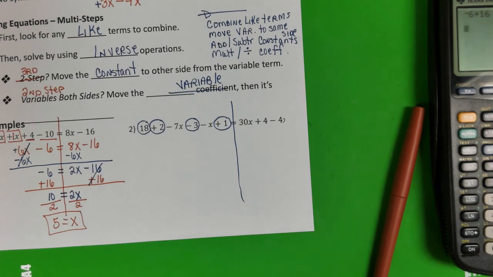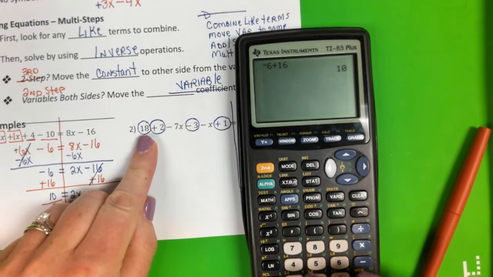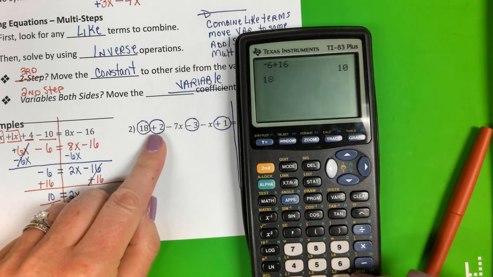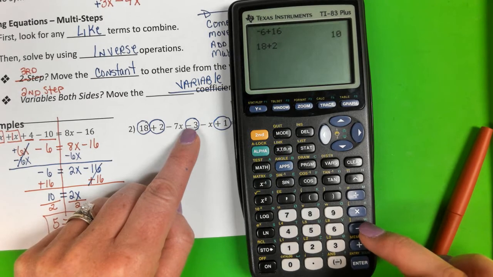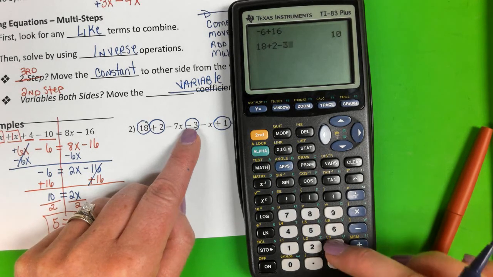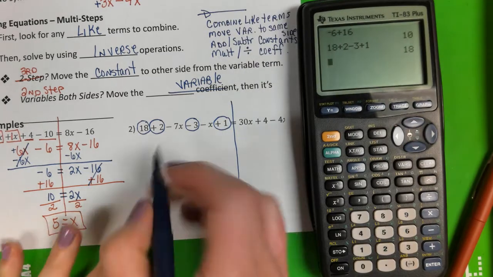Okay, so let's go ahead and finish this. So a lot of like terms here. You absolutely can pick up your calculator. I want to show you. You can do 18 plus 2 minus, now make sure this time you use the minus button, minus 3 plus 1. And you should get 18, so see no reason why to miss that.